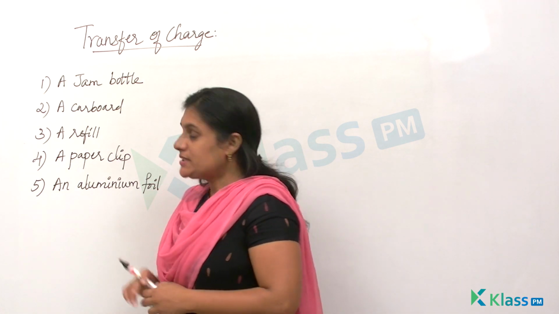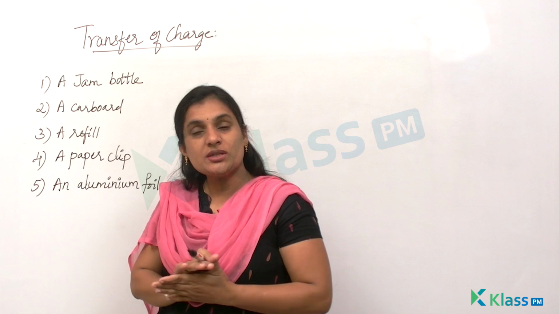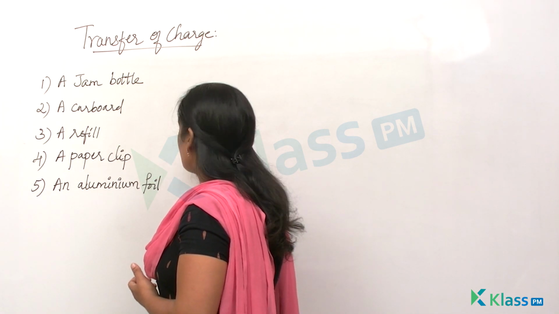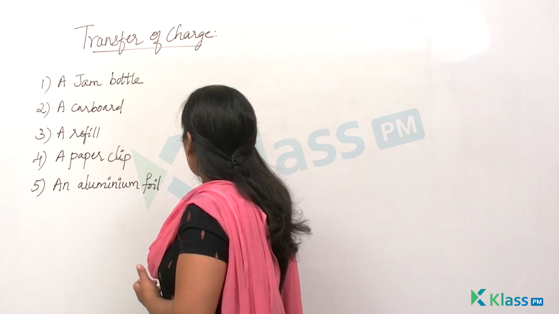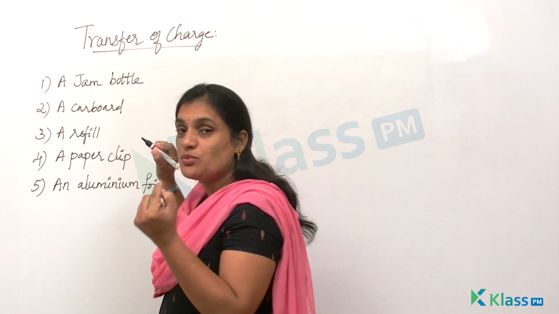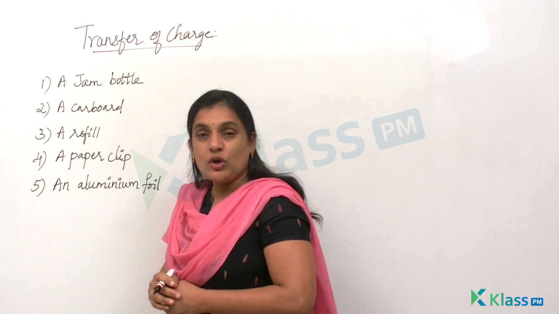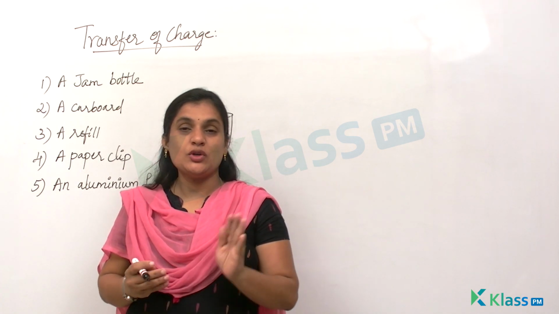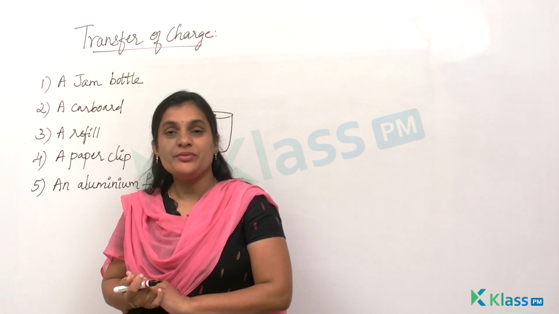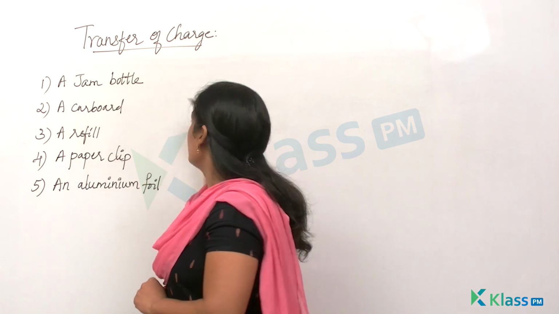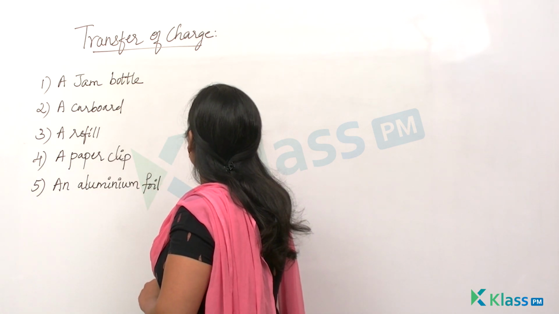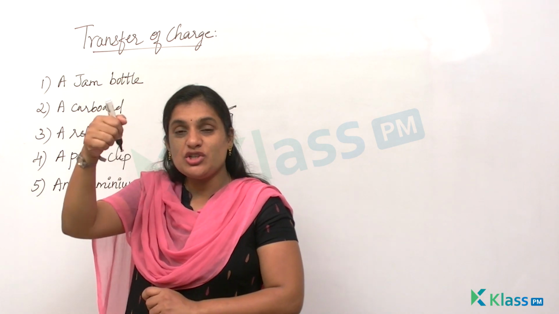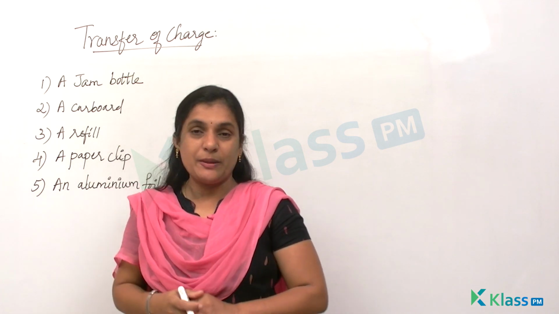Now rub the refill over a silk cloth. See that you hang the aluminium foil. You have taken the aluminium foil, right? Try to hang strips of small aluminium foil over the paper clip. Now rub the refill on a polythene cover or a silk cloth, and bring the refill towards the mouth of this jam bottle. Try to touch the string which you have used to insert the paper clip.